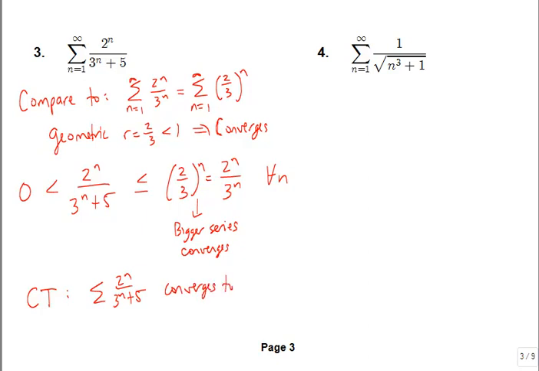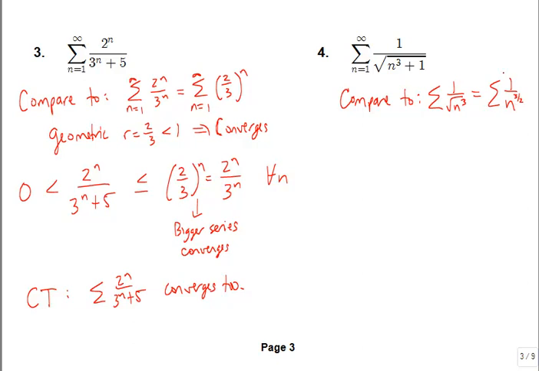Okay. Next example, 1 over the square root of n cubed plus 1. So what could we compare this to? Look at what dominates: 1 over square root of n cubed. Think of rewriting that as an exponent. Square root of n cubed is the same as the power 3/2, because a square root has a fractional power. The 2 goes in the bottom, the 3 goes in the top.